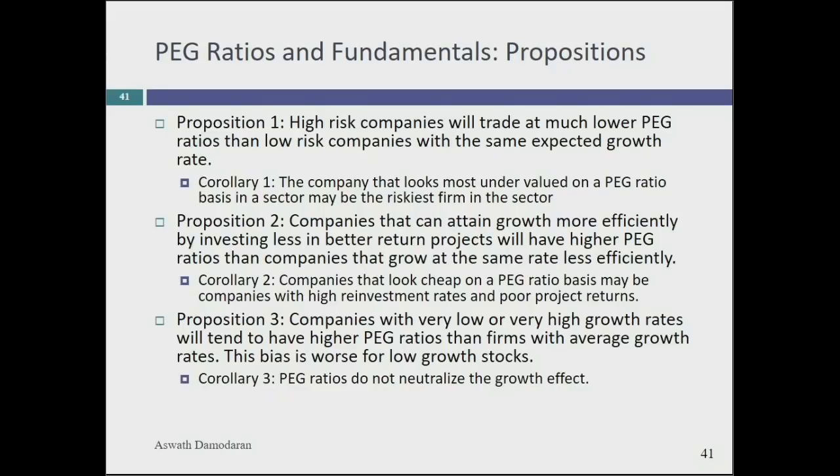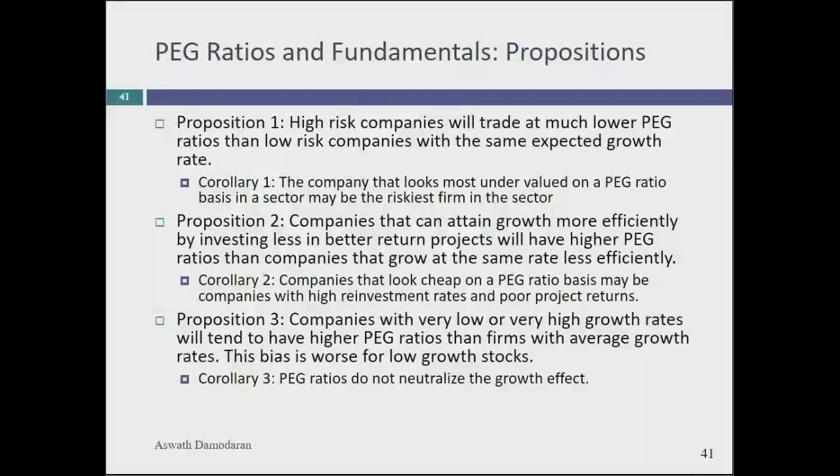So here are my basic propositions about PEG ratios. You would expect high-risk companies to trade at lower PEG ratios than low-risk companies. And the intuition is very simple. For any given growth rate, the higher the risk, the lower the PE ratio. You would expect companies that deliver growth more efficiently, by having a higher return on equity, to trade at higher PEG ratios than companies that have to work harder to deliver the growth.